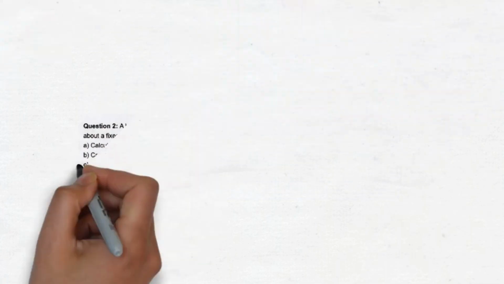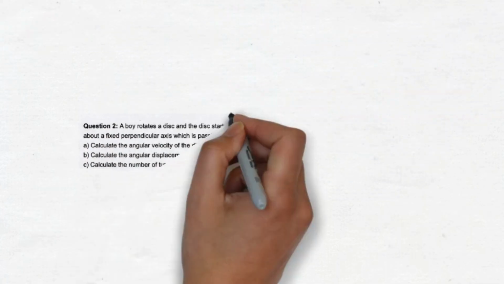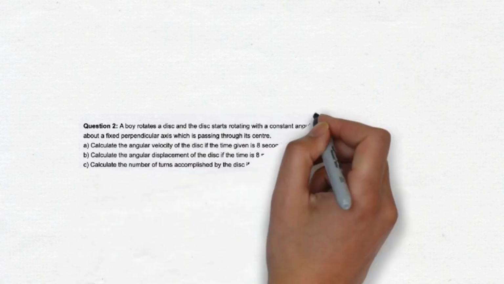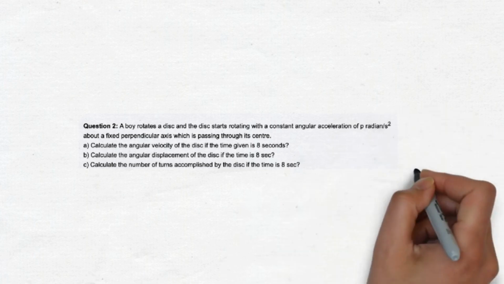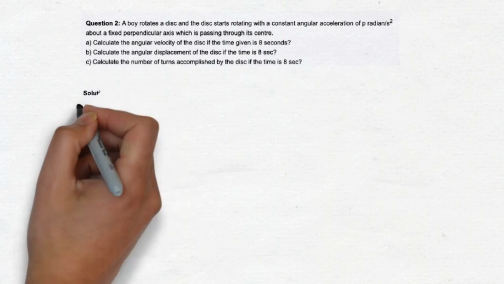Question 2. A boy rotates a disc and the disc starts rotating with a constant angular acceleration of pi radian per second squared about a fixed perpendicular axis which is passing through its center. A. Calculate the angular velocity of the disc if the time given is 8 seconds. B. Calculate the angular displacement of the disc if the time is 8 seconds. C. Calculate the number of turns accomplished by the disc if the time is 8 seconds. Now, let's see the solution.